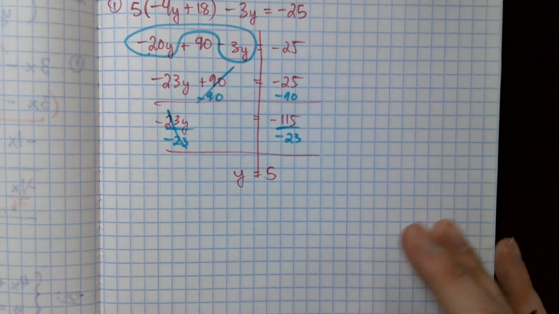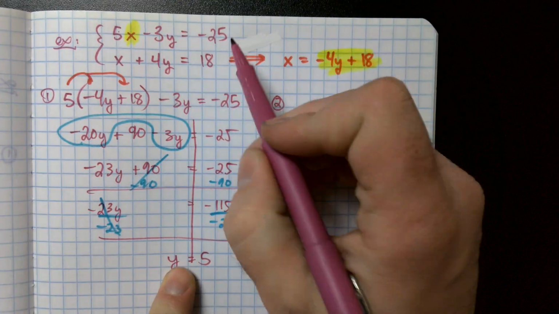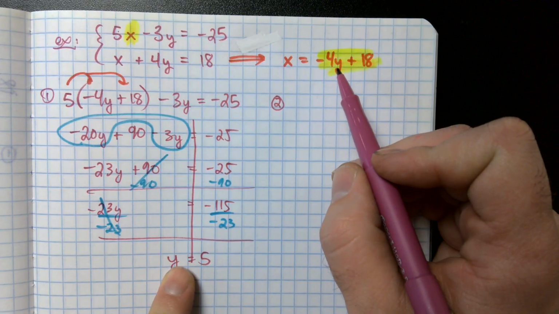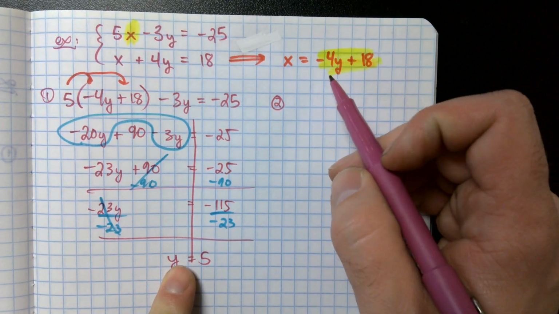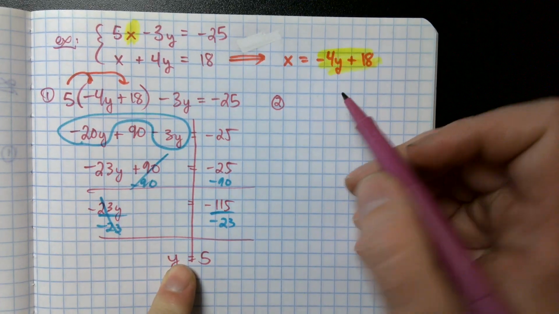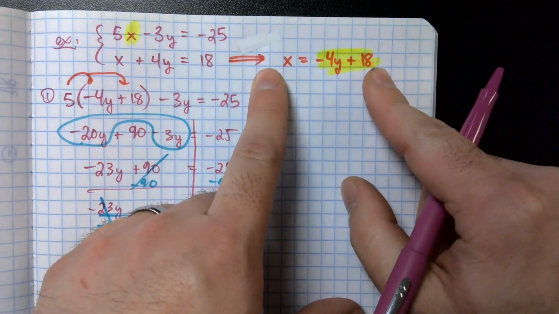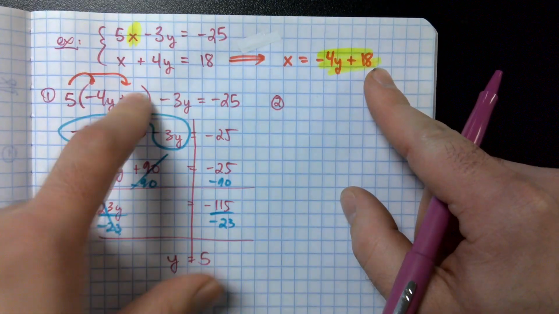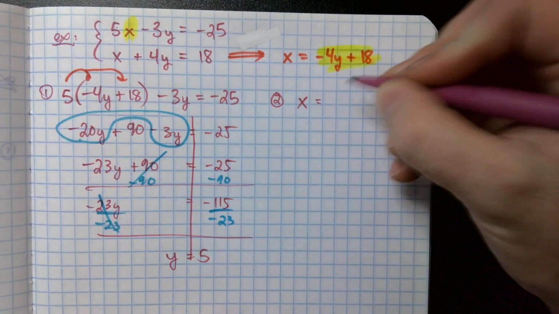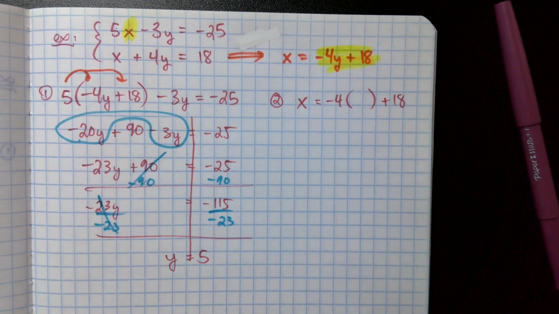No. Now for step 2, I have 3 options. I could plug y into equation 1, equation 2, or my modified equation 2. As long as I'm doing all my arithmetic correctly, it doesn't matter which one I use. The easiest one is the one where x is already isolated, because it saves me a step, but they would all work. All right, just to be consistent, I'm going to use my isolated one. X equals negative 4 times y plus 18.